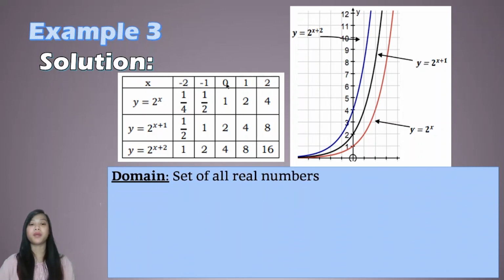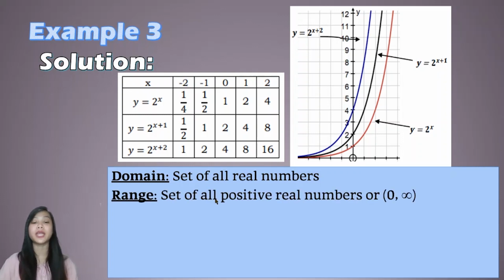So here are the properties of these three functions and their graphs. The domain of these three functions is the set of all real numbers, as we can see in their form. And the range is the set of all positive real numbers, so it's from 0 to infinity. As we can see, there are no negative values here.